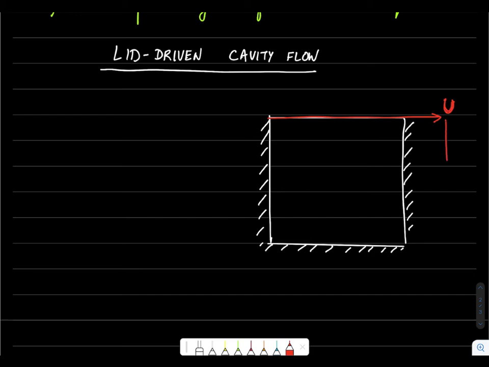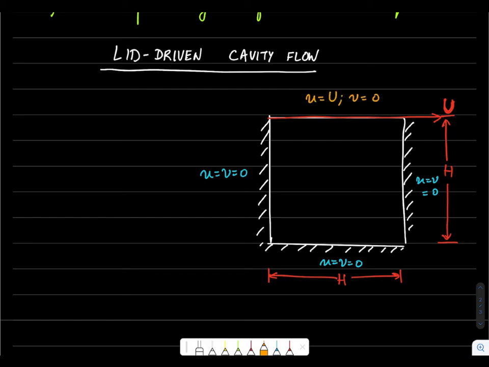It's a square cavity, so I will say that the height is h, which is the same as the width. The boundary conditions to this problem are very easy to see now: the velocity components on the walls are 0. Only on the top surface we have u equal to U and v equal to 0, so it's an impermeable wall.